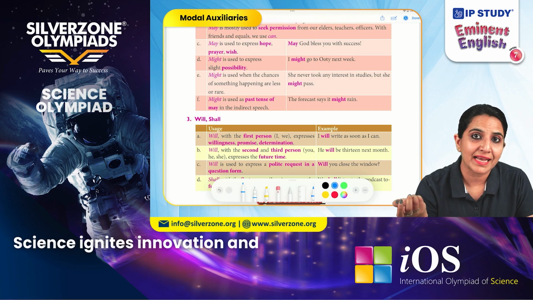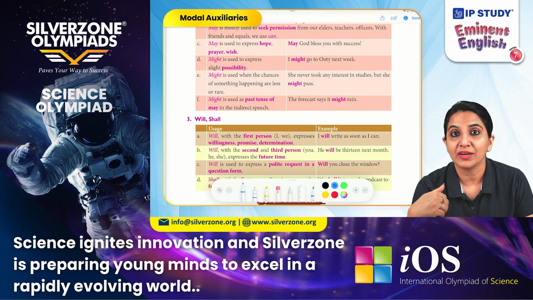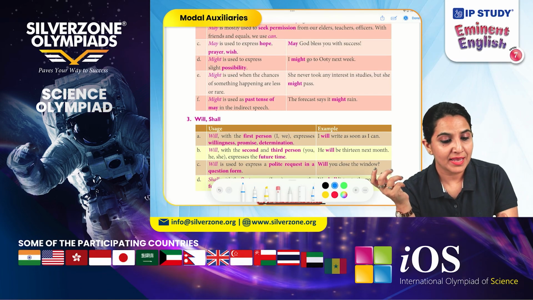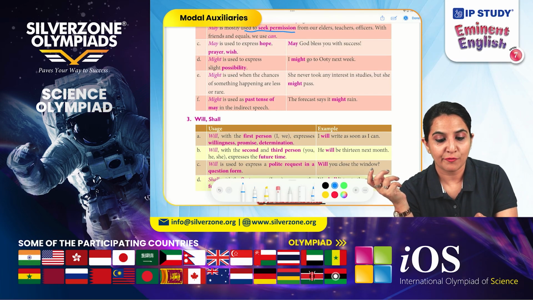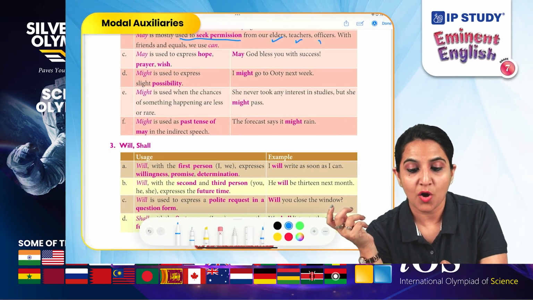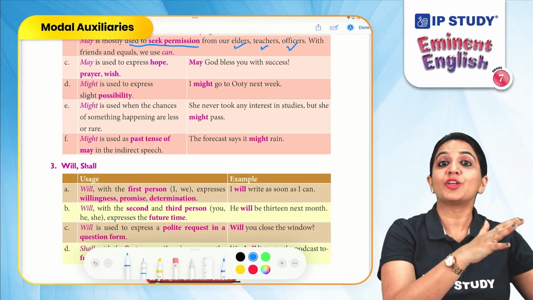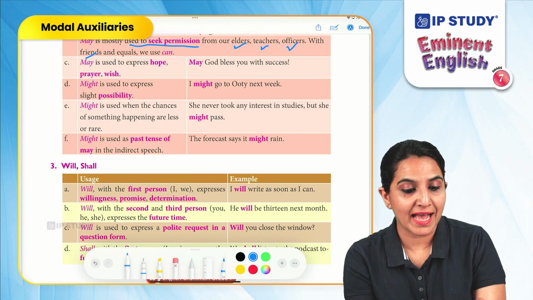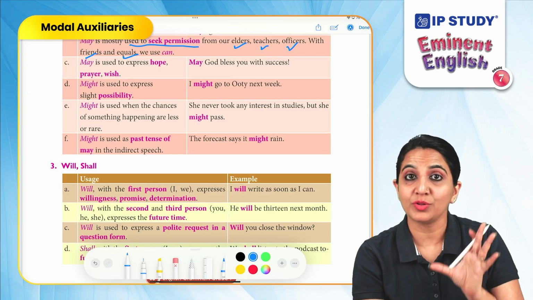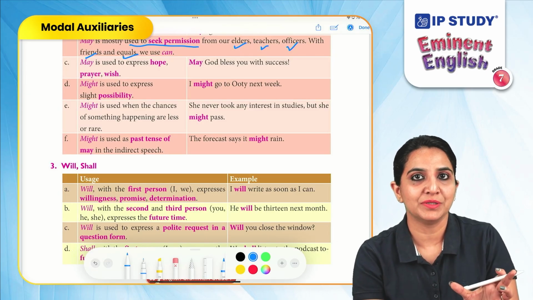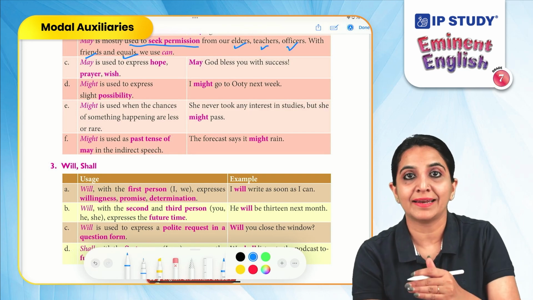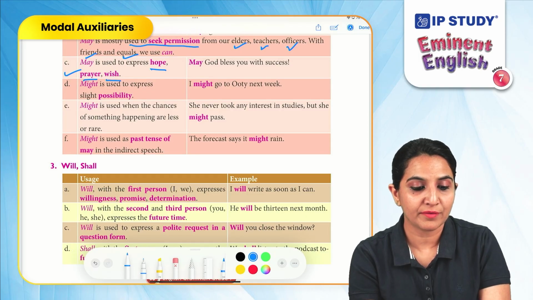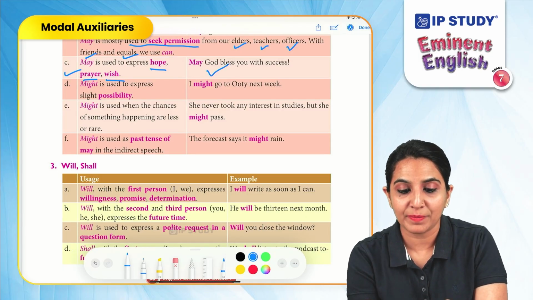Now, how do we understand the difference between may and can? Because both can and may can be used to seek permission. May is mostly used to seek permission from our elders, teachers, officers, or someone in authority. But can be used with friends and equals. So can and may both are used to seek permission, but may is more formal than can. May is also used to express hope, prayer, wish. For example, may God bless you with success.